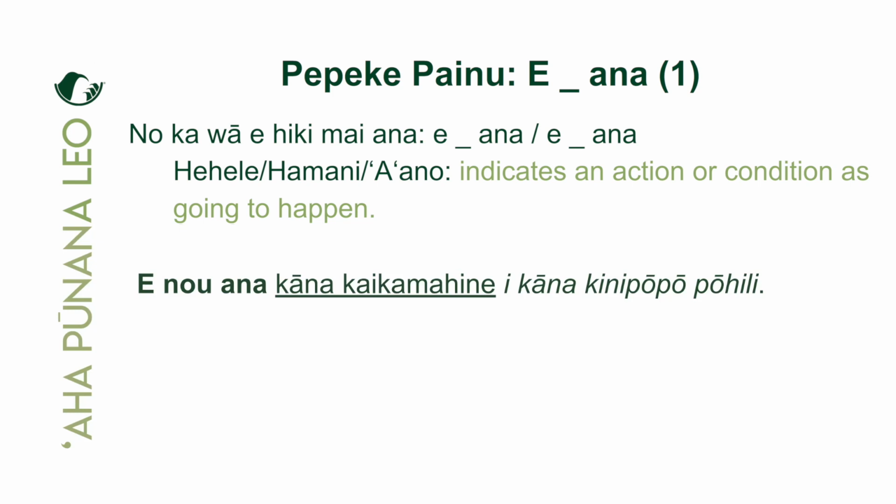Okay. So if you're able to figure out the translation, let's confirm. His daughter is going to throw her baseball. Okay. So no is the specific word used when referring to throwing something like a ball. Okay, so a no wana, something is going to be thrown. Who's going to do the throwing? Kana kaika mahine. What is she throwing? Kana kini popo pohili, right? Her baseball. All right, maikai.